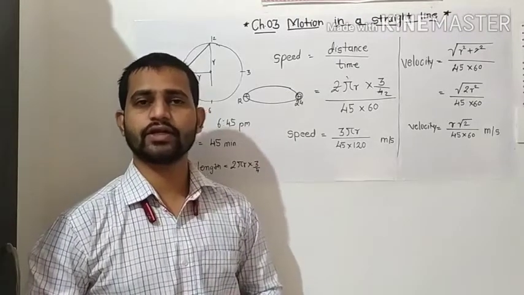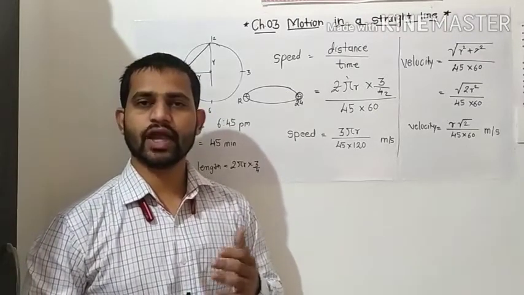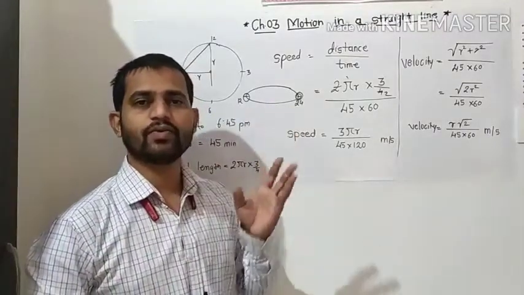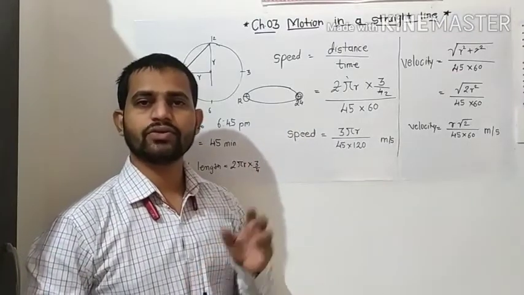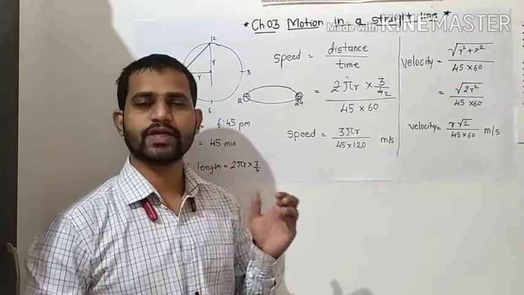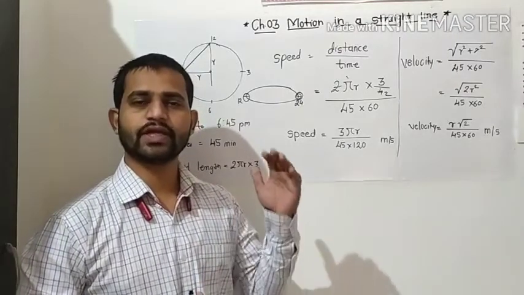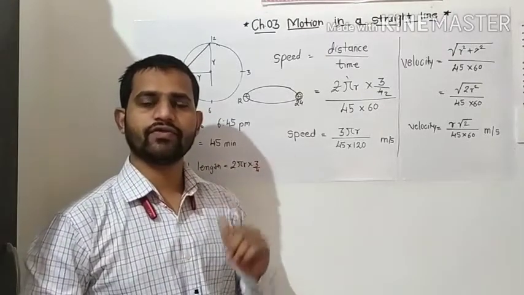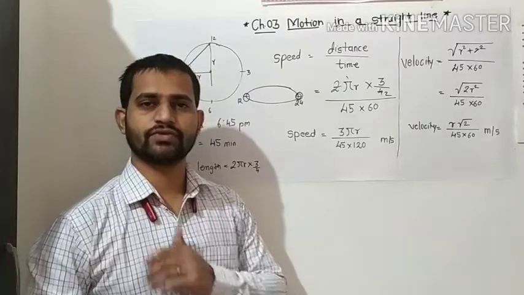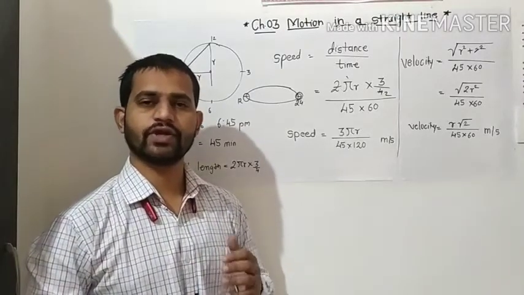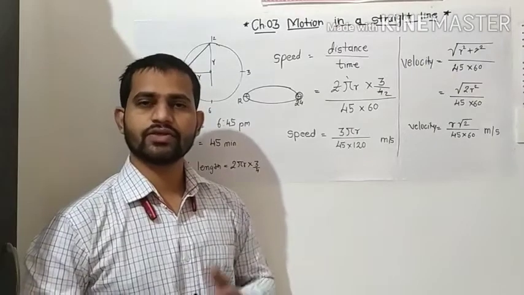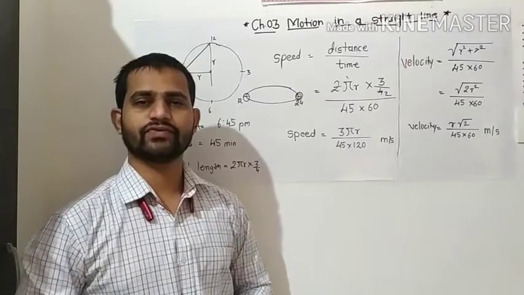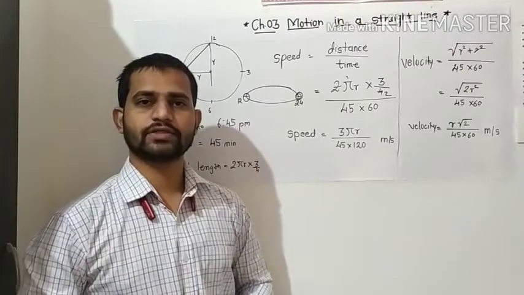How can we calculate the distance covered by the Earth? We have to know the radius of that circular orbit. Once we know the radius of the circular orbit, we have the time period. So we can calculate the speed of the Earth by speed equals distance upon time. So the distance is 2 pi into the radius of the circular orbit, upon 24 into 60 into 60. We have to convert this into seconds. So we will get the speed of the Earth. This way we can calculate the speed and velocity of any object if we have to know its speed and velocity.